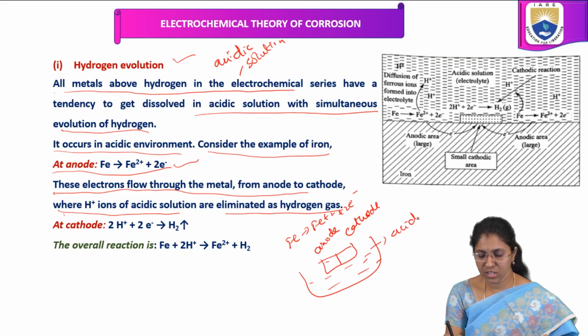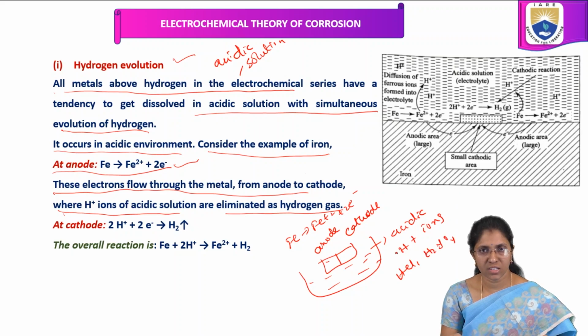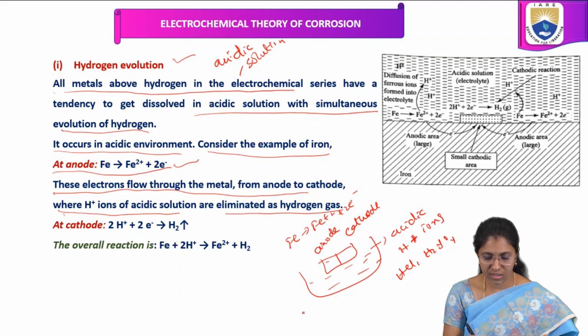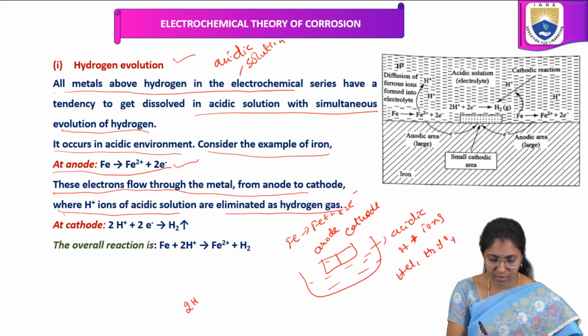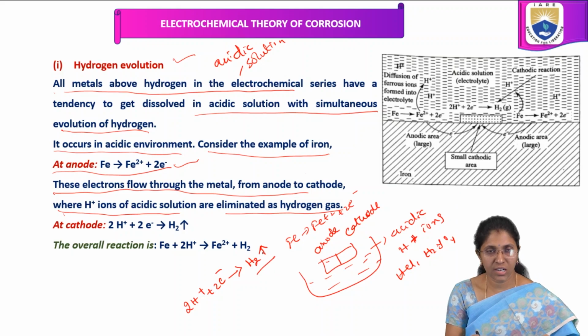Here we are taking acidic solution, means H+ ions containing solution. Either it is HCl or H2SO4 or any other H+ ions containing acidic solution. This has H+ ions, and these can undergo reduction and form hydrogen gas. So 2H+ accepting electrons and forming hydrogen. Here this is gas. So here evolution of hydrogen is taking place.